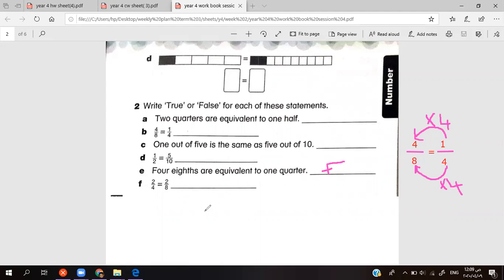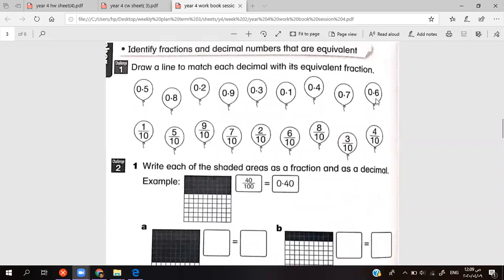Okay, let's see here. How did the 2 stay at 2? Multiplying by 1. So I must multiply also down by 1 and see if it would be the same. 4 times 1 gives me 8. Definitely wrong. So this is also false. Okay. Now guys, I need you to open page 48.